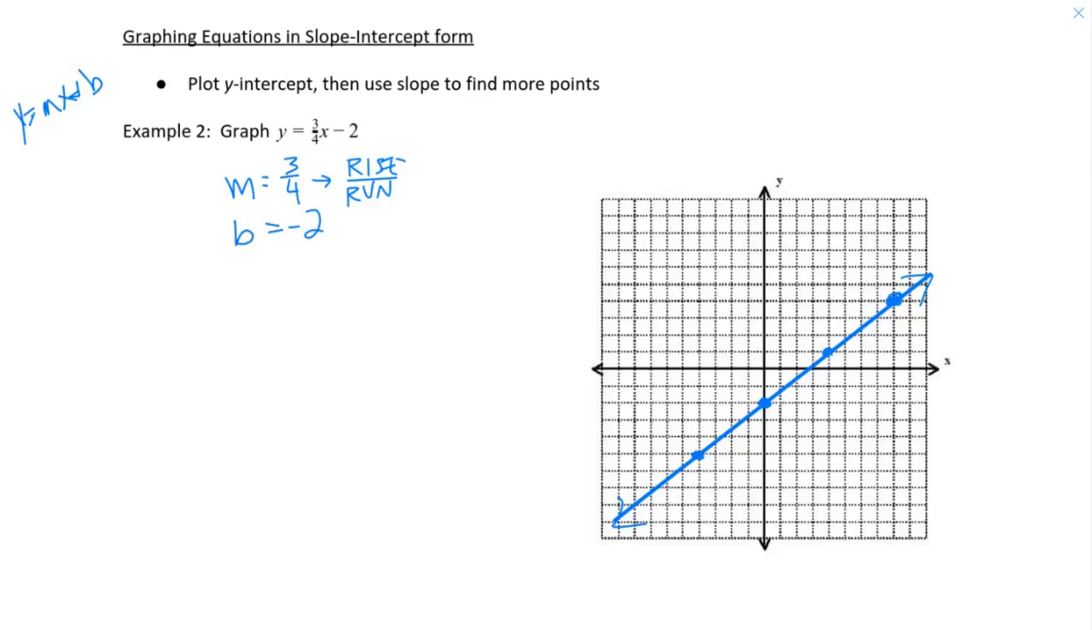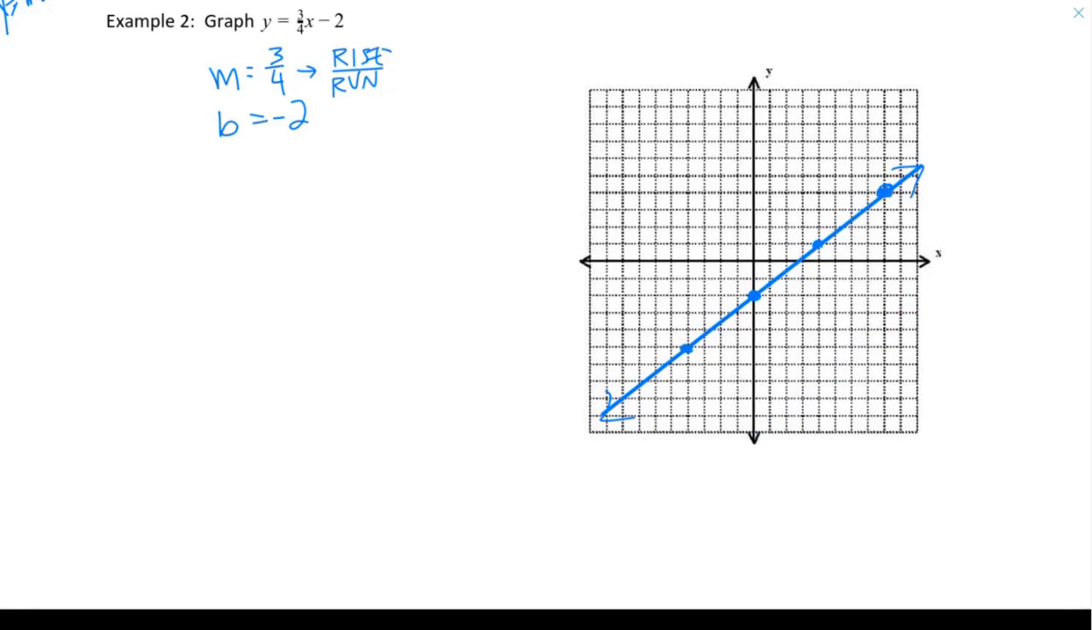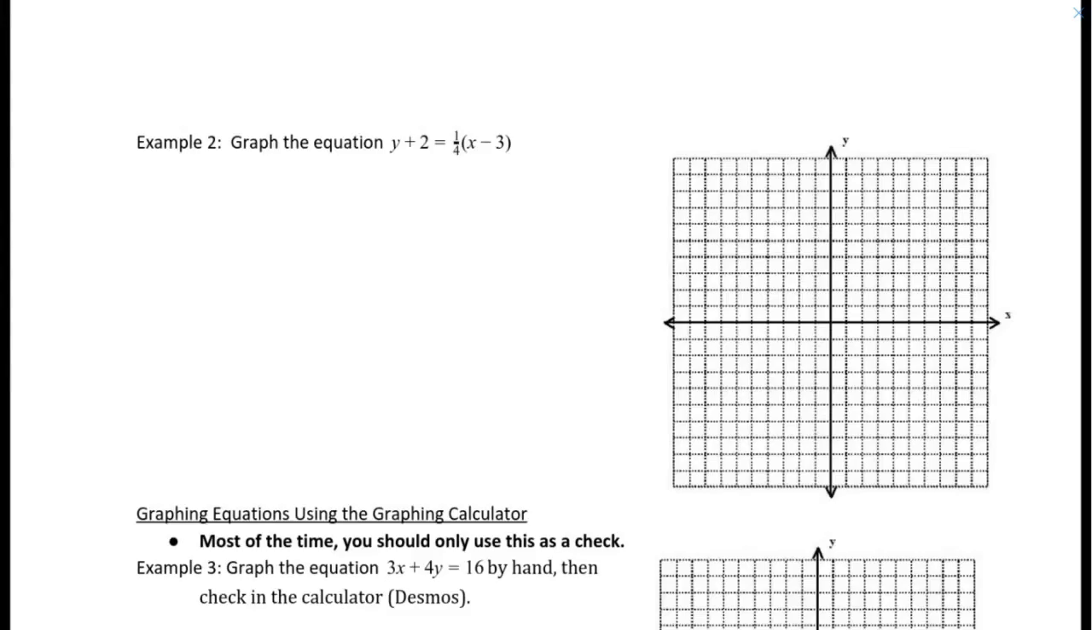Again, if we have an equation that's in slope-intercept form, it's pretty quick and easy to graph, because all we need to do is plot that y-intercept, and then we use our slope to find the other points on that line. Let's take a look at another example that maybe isn't quite as easy as that first one.